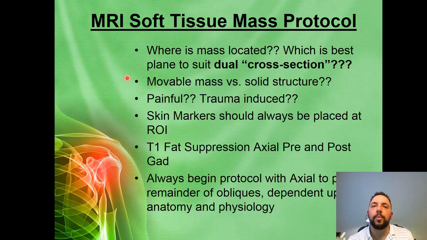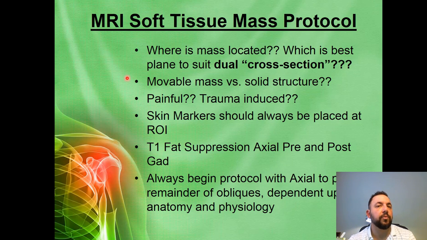So again, you want to keep in mind, if we needed to add a sequence, which would be best? It depends on the situation of what we're looking to image. So if something is anteriorly located, following our axials, the sagittal will be the best plane. If something's more laterally located, the coronal would be the best plane for that.